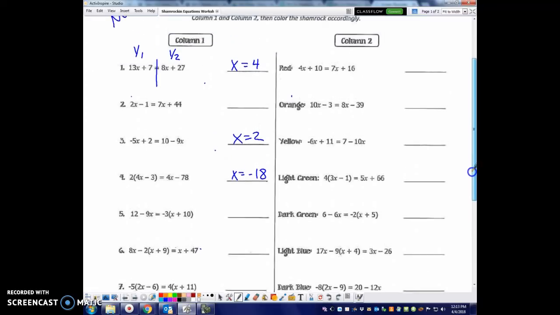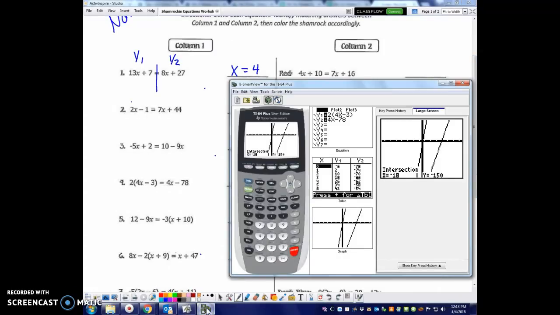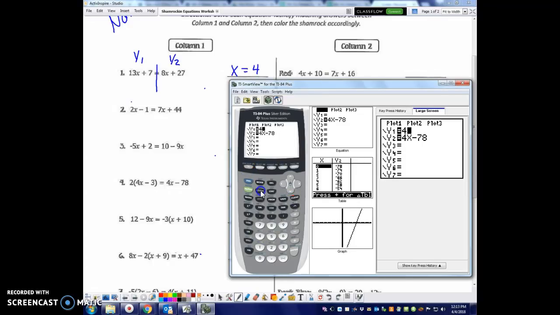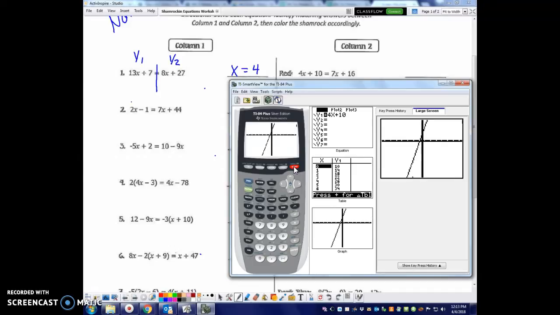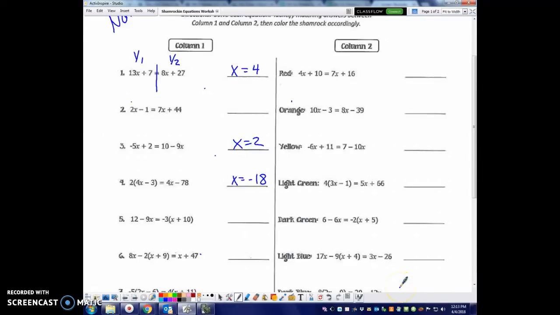Okay, let's go to the color side. So let's look at the red one. 4x plus 10. So in y1, that's what we're going to put: 4x plus 10. And in y2, we'll put 7x plus 16. Okay, graph it. Second trace 5. Enter, enter, enter. It says that x is negative 2, so that's what we put. Don't forget your negative. Super important.